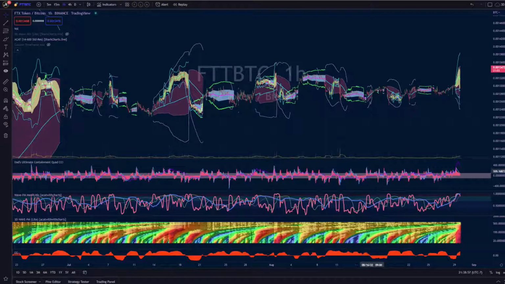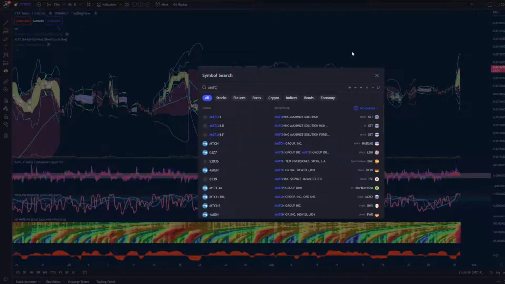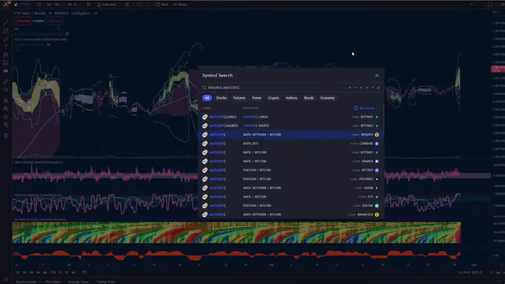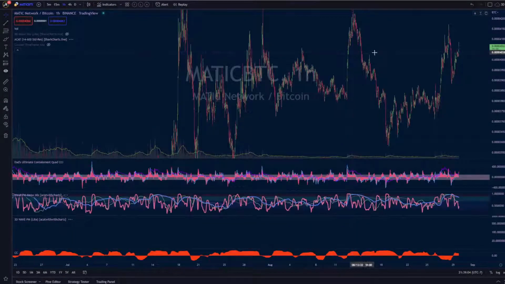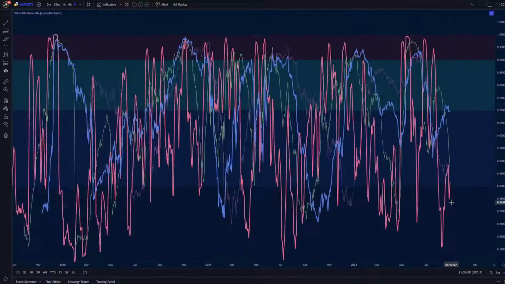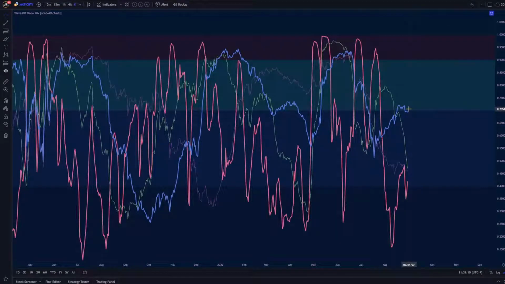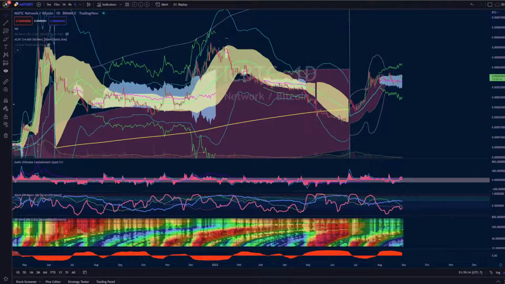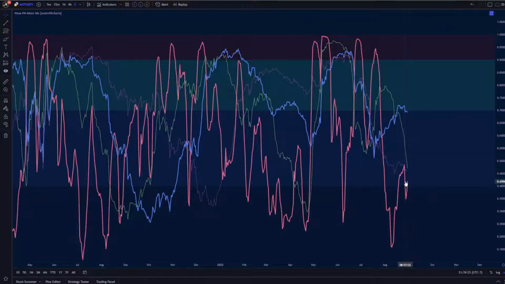Next up, let's take a look at Matic. Daily chart is registering as full compression here on the daily, so very, very clean. Implies expansion. But there's no implied direction at this time. So you want to wait for this 14 period on the wave PM to cross up above that 0.7 value.